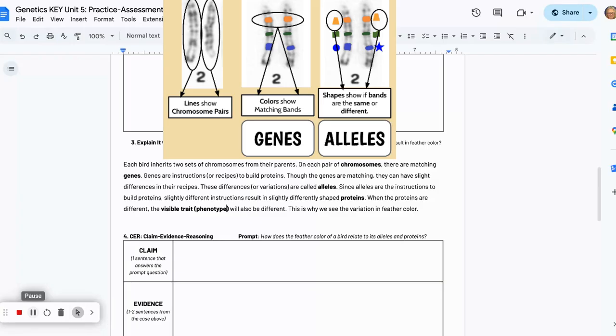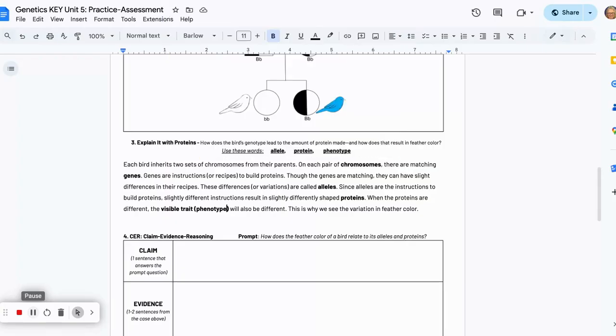Genes are instructions or recipes to build proteins. Though the genes are matching, they can have slight differences in their recipes. These differences, or variations, are called alleles. Since alleles are the instructions to build proteins, slightly different instructions result in slightly differently shaped proteins. When the proteins are different, because their shape is different, they're not going to fit where they need to fit in quite the same way. The visible trait, or the phenotype, will also be different.